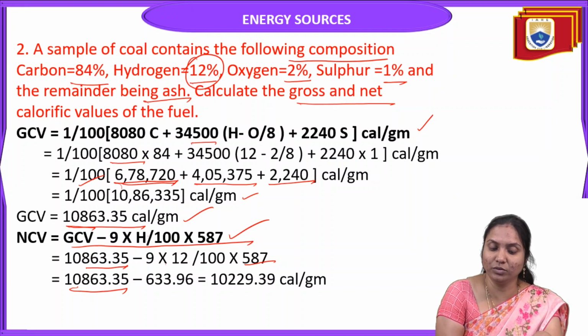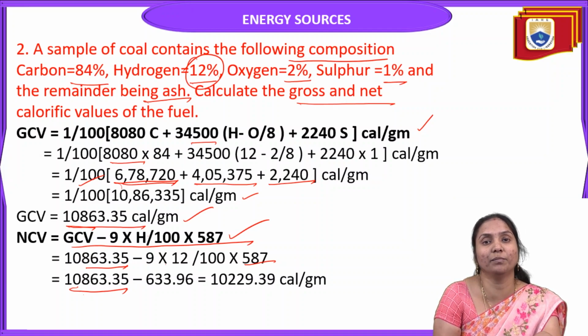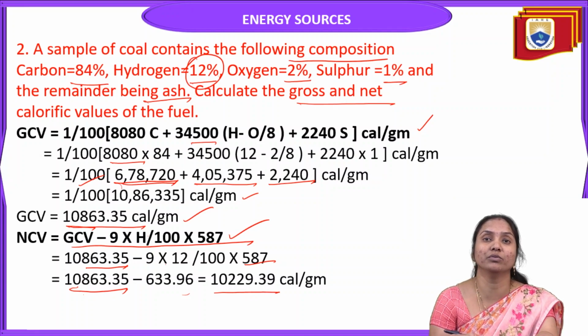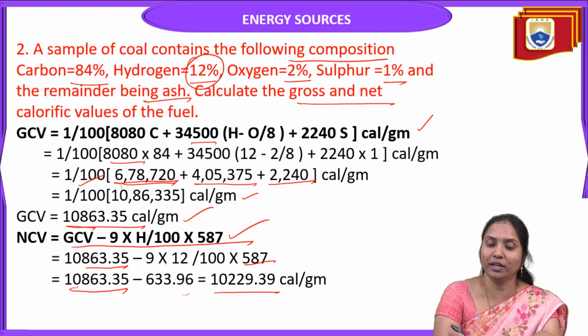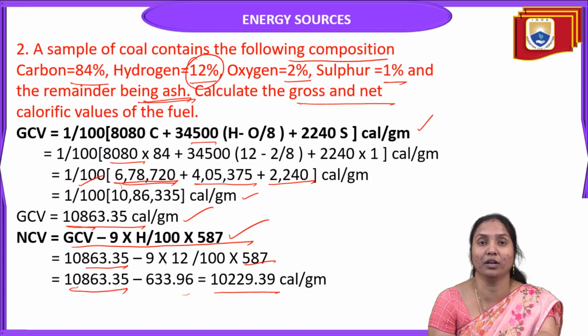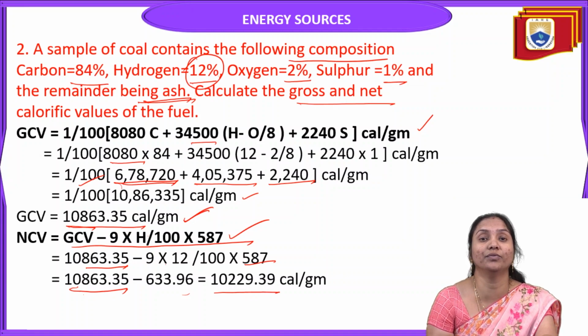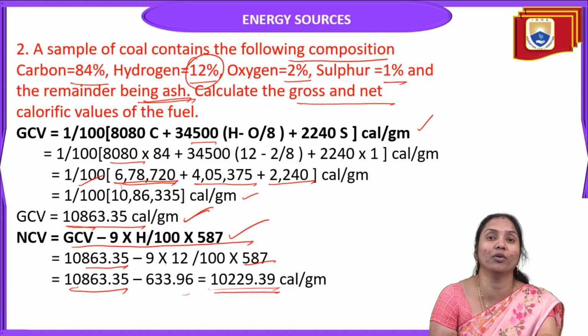So it equals 10,863.35 minus 633.96, which equals 10,229.39 calories per gram. So in this problem we can calculate the gross and net calorific values by using Dulong's formula, given the chemical composition of carbon, hydrogen, oxygen, sulfur, etc. The remaining ash does not have any calorific value, so it is undesirable. That means good coal always contains a low percentage of ash. So the gross calorific value of the given coal sample is 10,863.35 calories per gram and the net calorific value is 10,229.39 calories per gram.